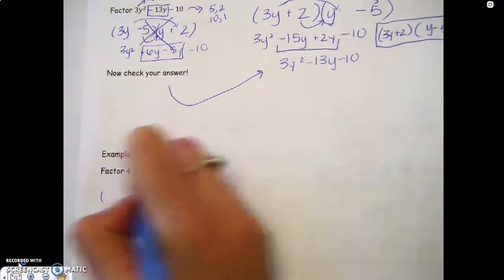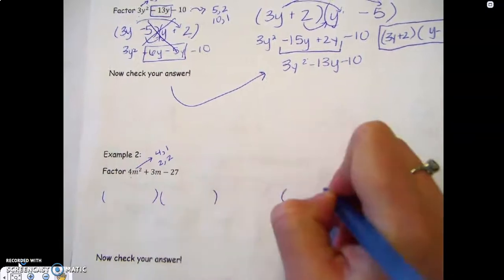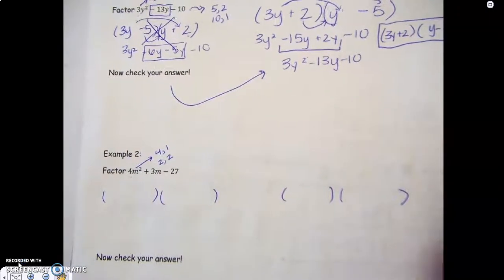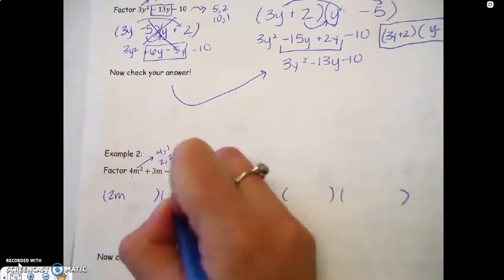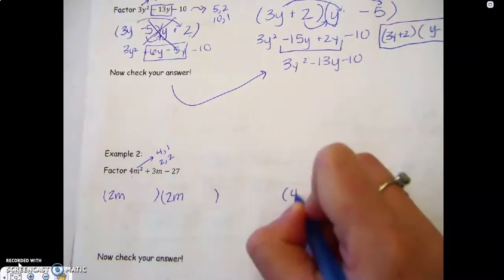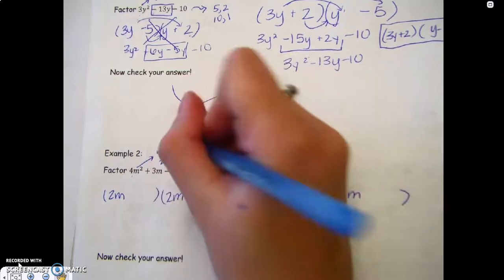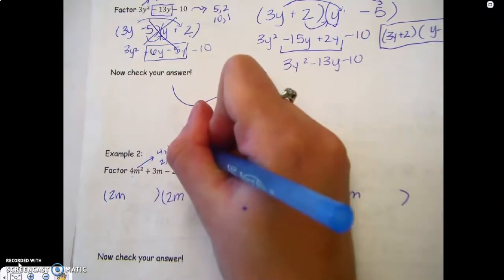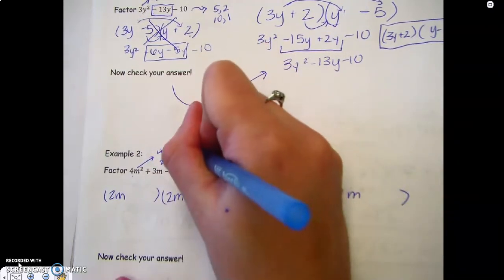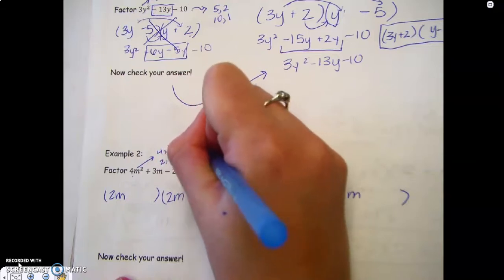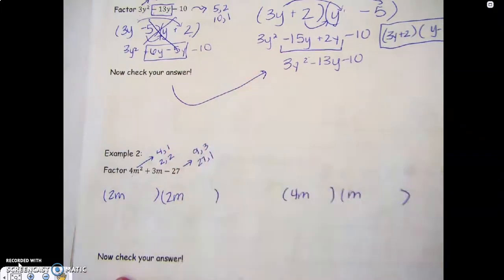Okay, so I know that in parentheses, and this is where I might show a ton more work than I've been used to, I can do 2m times 2m, or I can also do 4m times m. And that will still get me a 4m squared. So with this one, my factors of 27 are 9 and 3, 27 and 1.